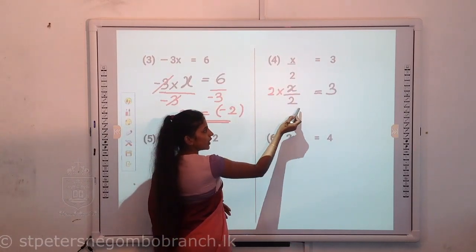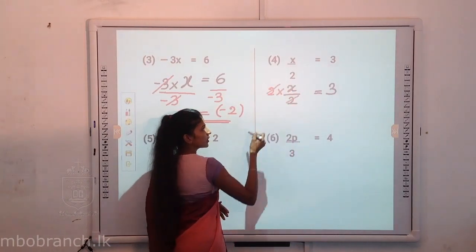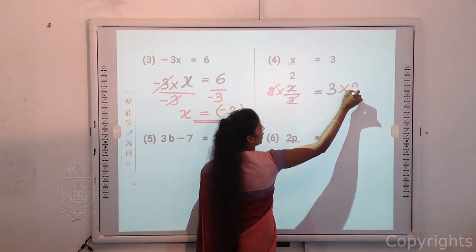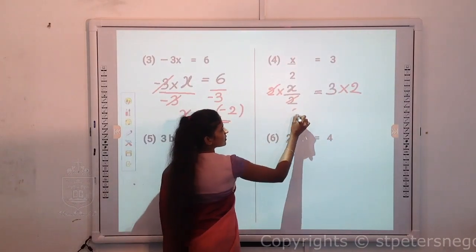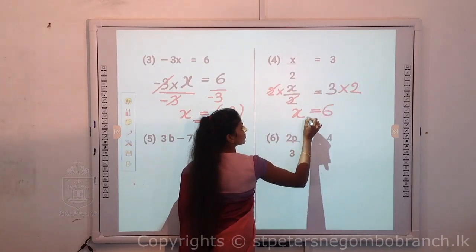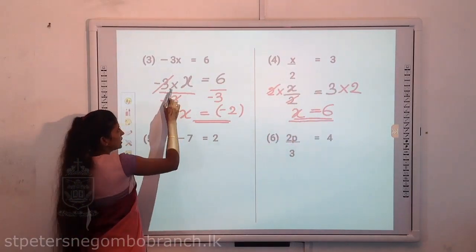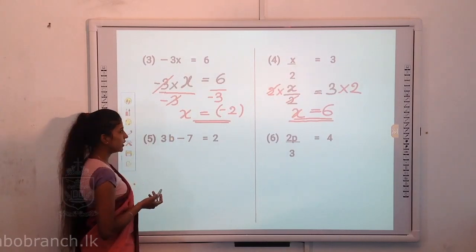So 2 divided by 2, the 2 will be cancelled from this side. And on this side also you have to multiply by 2. X equals 6. If it is division, you have to multiply. If it is multiplication, you have to divide.